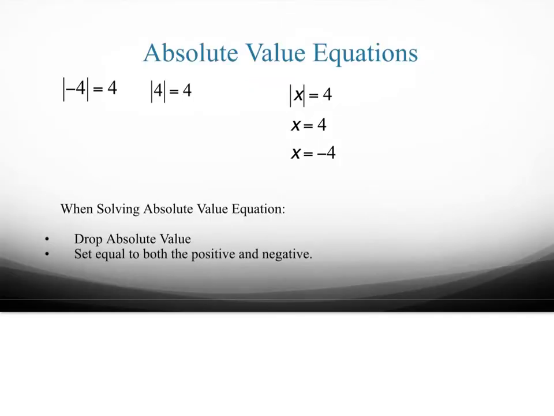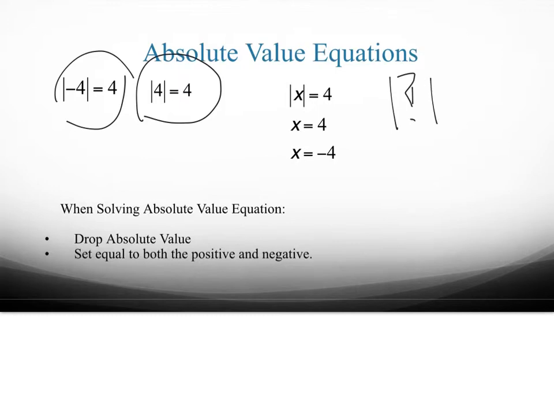Let's move on just a little bit to absolute value. Remember, absolute value is the distance that a number is from 0. So if I have the absolute value of negative 4, it's 4 because that's 4 units from 0. Or the absolute value of 4 is also 4 because that's 4 units from 0. So think about if I want to know the absolute value of something is 4. Then that something has to be either 4 or negative 4.